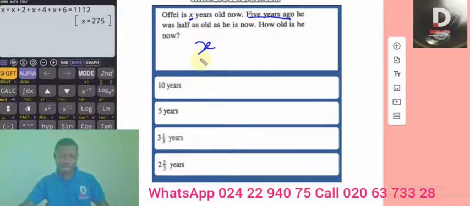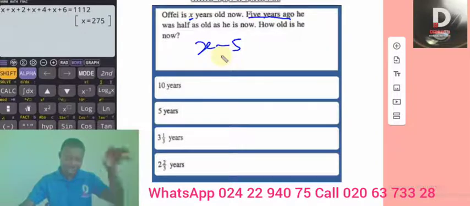5 years ago, he's talking about his past age. So how do you write it? When you subtract 5 from his current age, it will tell you his past age. This is simple, isn't it? It's not maths, it's normal, everyday logic, common sense. You are 20 years now. How old were you 5 years ago? 15. You subtract the 5 years from the 20, your current age, to give you 15.